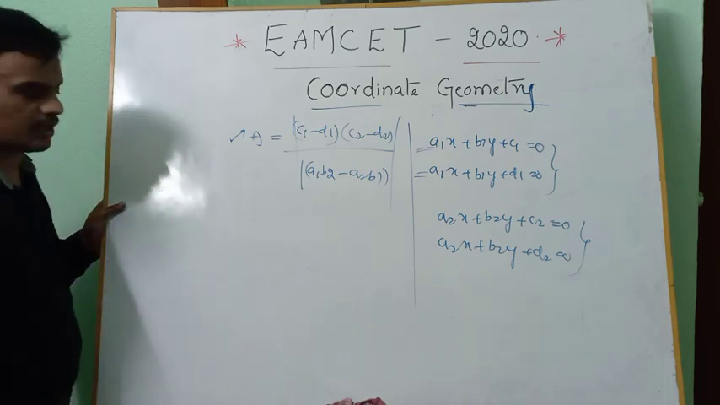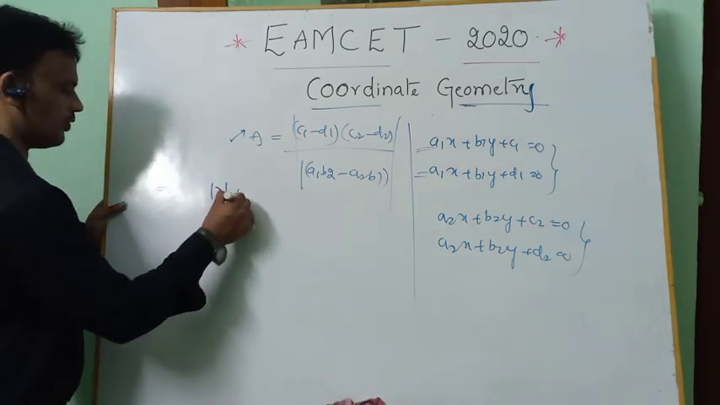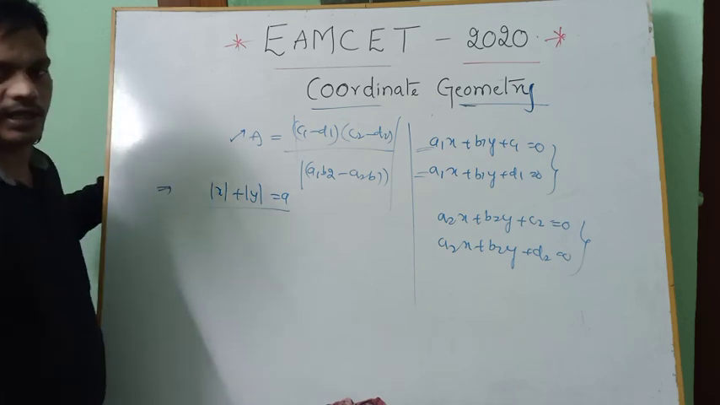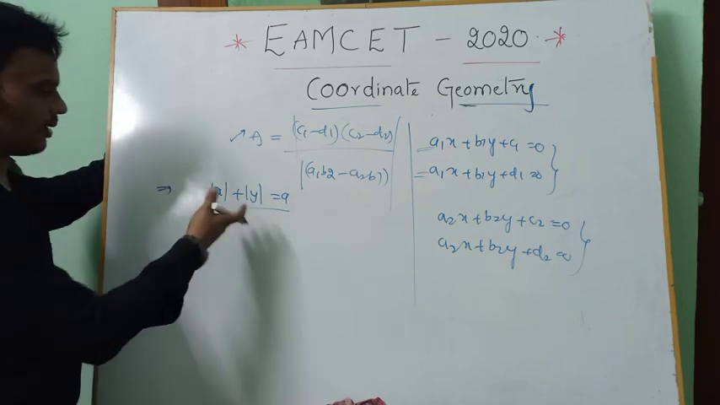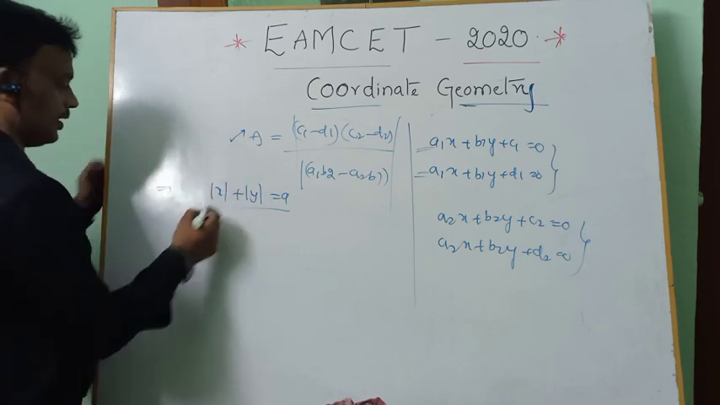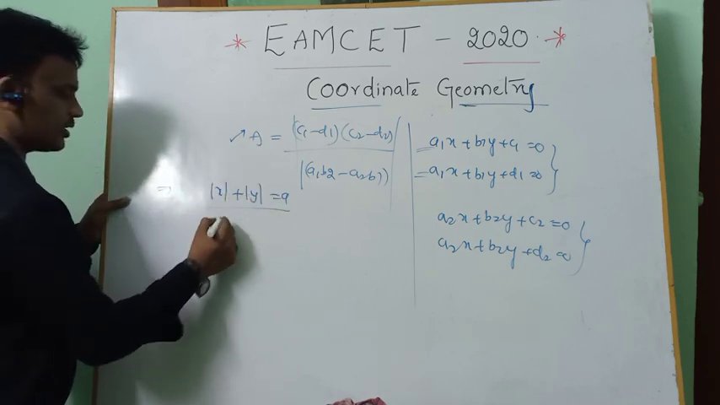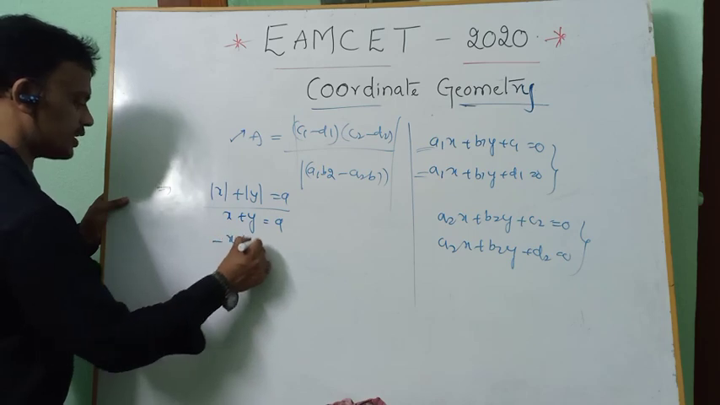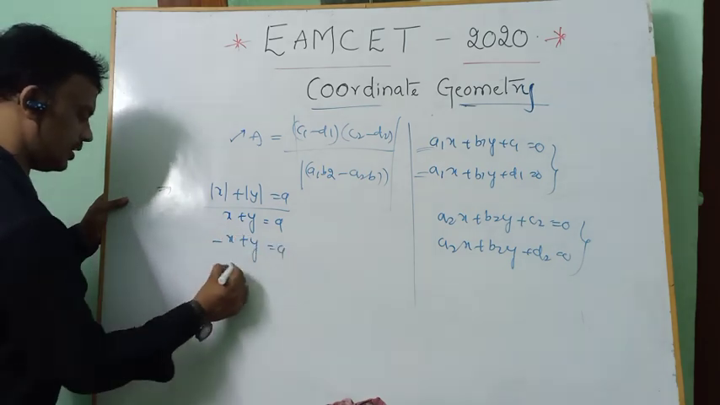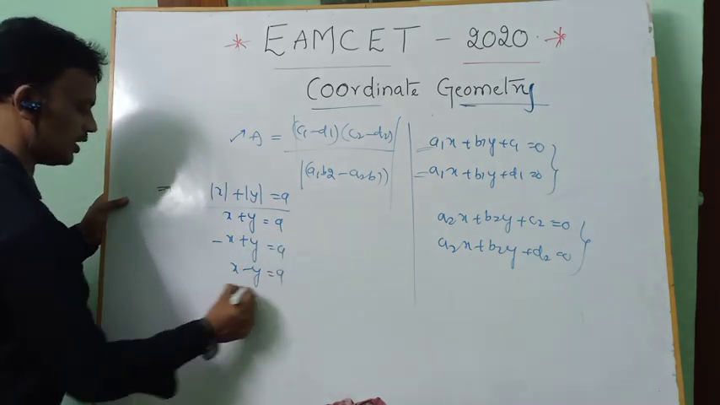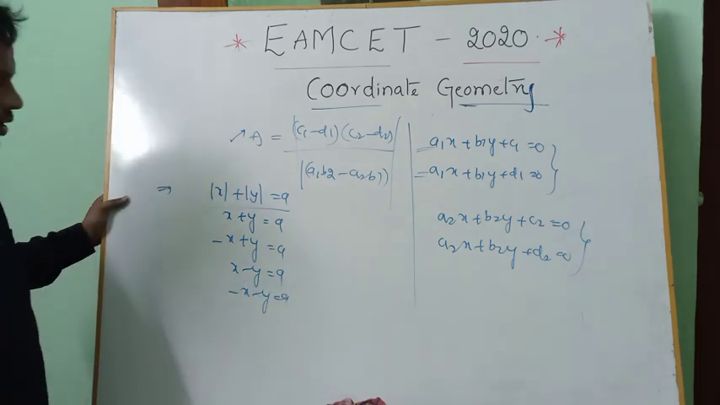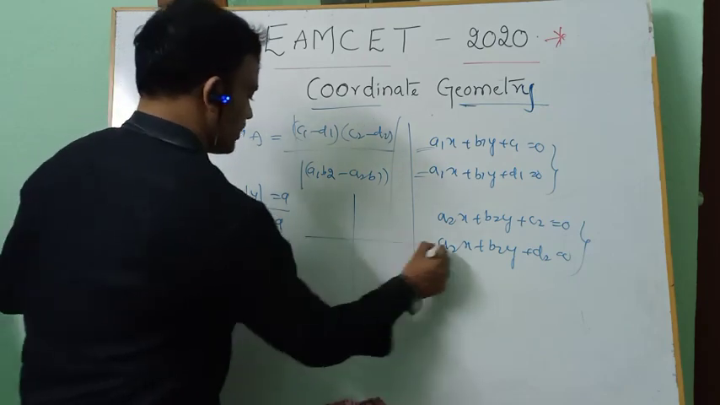What is the area of the figure formed by modulus of x plus modulus of y is equal to a? The area of the figure formed by this one, which is a rhombus, of course a square. You can get the four lines: x plus y is equal to a, minus x plus y is equal to a, x minus y is equal to a, minus x minus y is equal to a. If you draw it on the graph, you will get it like this.